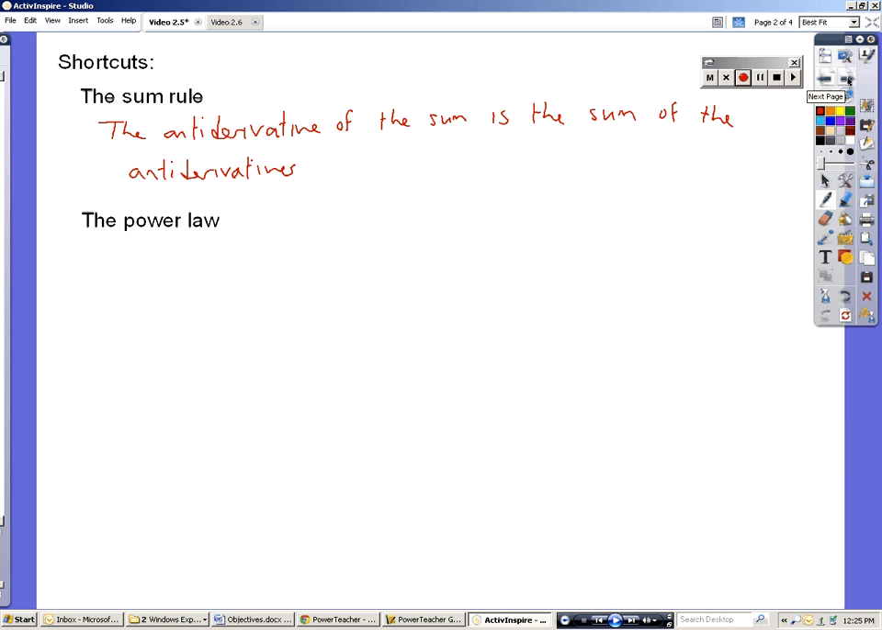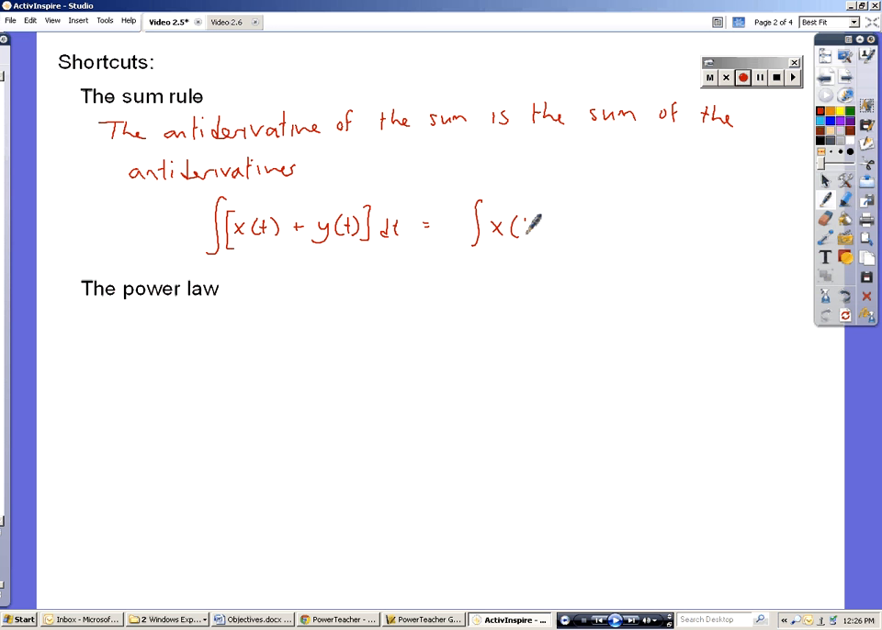So back to this. If we write this mathematically, we can say that the integral of x of t plus y of t dt equals the integral of x of t dt plus the integral of y of t dt. It's very, very useful and not terribly difficult to remember.